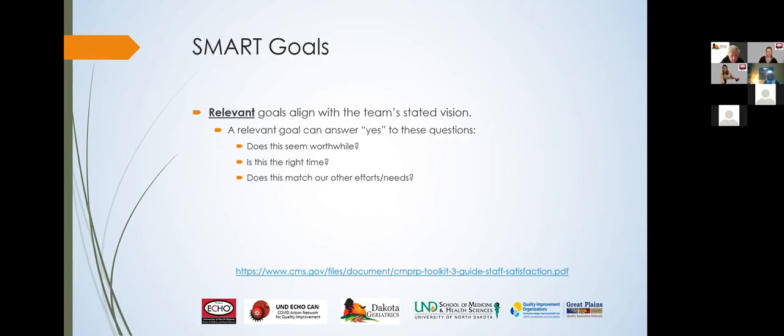Okay. Make sure your goal is relevant. Does it seem worthwhile? Is it the right time? If you just got a deficiency on something, then you may put a performance improvement project related to that deficient practice, because that would be the right time, because it is an issue that has arisen.